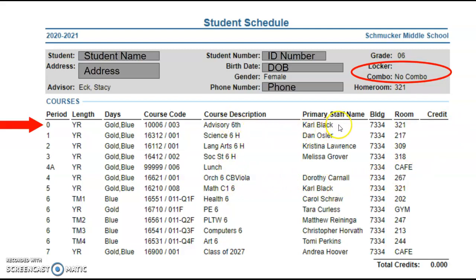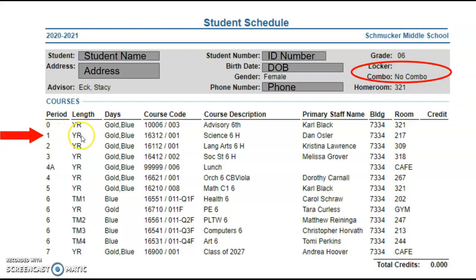You can see your teacher's name. So this student has Mr. Black, and you can see the room number, which is 321. There's also lots of other information. Like, for example, this column says days. And at Schmucker, we have gold and blue days. And what this means is that advisory meets every day, both on gold and blue days.